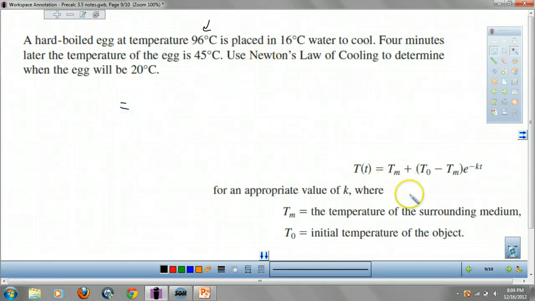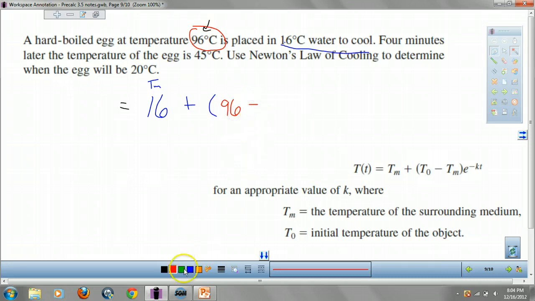What do we have? T sub m is the temperature of the surrounding medium. The water is 16 degrees. That's the surrounding temperature, and we're going to add to that. T sub 0 is our initial temperature, what we're starting with, which is 96 degrees Celsius. Minus, again, my T sub m, which is 16 degrees. And I'm going to multiply that by e to the negative k.